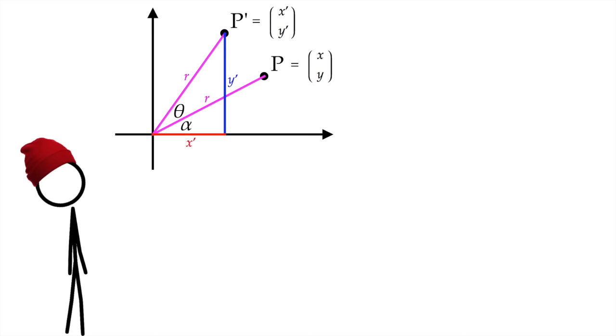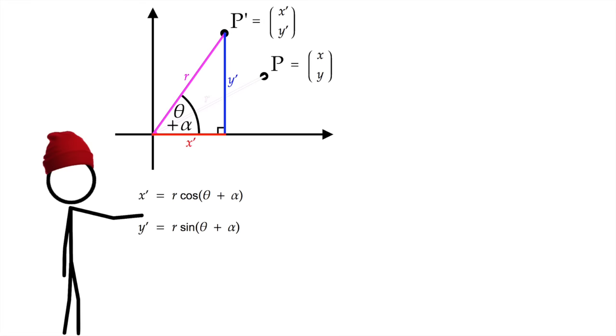Okay, and now we just do it. Combine theta and alpha to get this angle, theta plus alpha. And here is our right triangle. Trig time. Sine is opposite over hypotenuse. Cosine is adjacent over hypotenuse. Just what we need. That gives us x prime equals r cos(theta plus alpha), and y prime equals r sine of theta plus alpha.